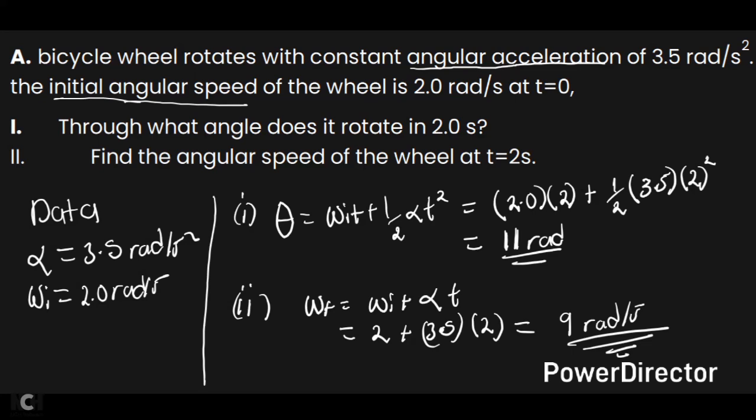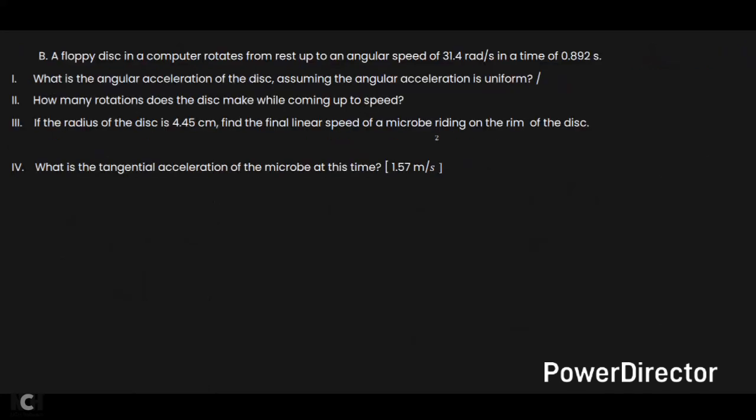Now let's go into another one. This one says that a floppy disk in a computer rotates from rest up to an angular speed of 3.14 rad per second in a time of 0.892 seconds. The first question says, what is the angular acceleration of the disk, assuming the angular acceleration is uniform? So the first thing, as I said, is that you have to take the data.